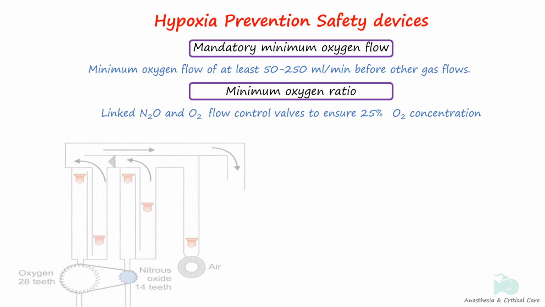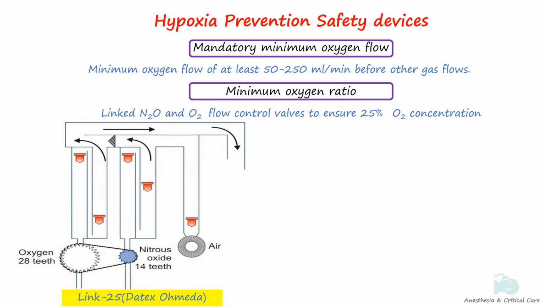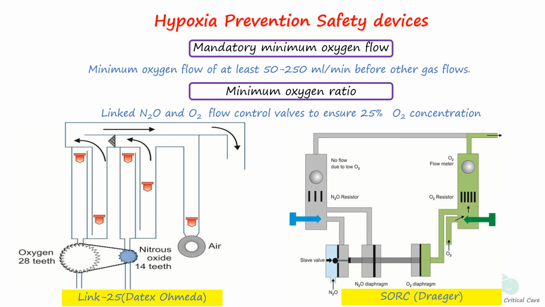Datex Ohmeda uses a mechanical linkage called Link 25. North American Draeger machine has pneumatic interlink called Sensitive Oxygen Ratio Controller.